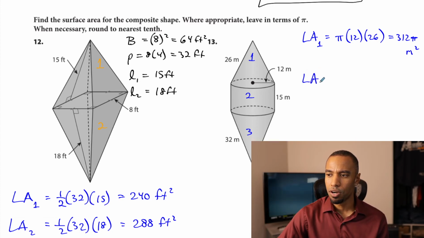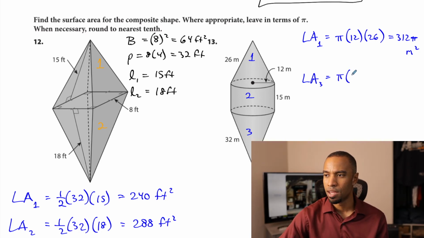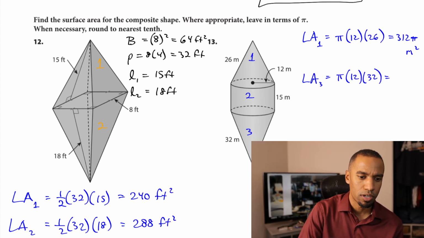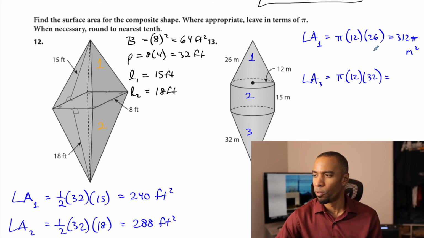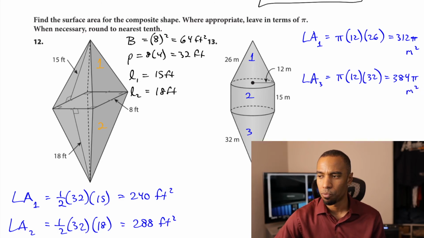Lateral area of the third guy, that's another cone right there. Same thing regarding the radius. So pi r, and this L is 32. That's the slant height there. 12 times 32 gives us 384. So 384 pi square meters for that one.